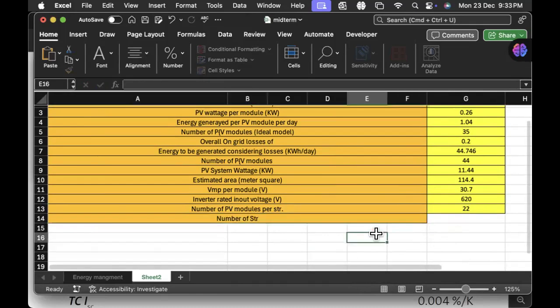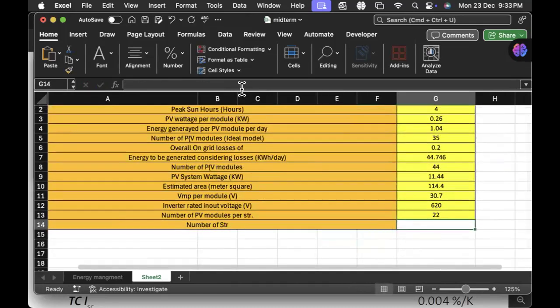That typically means that your number of strings will be simply this number divided by this number, which is 2. So now you can answer the question related to the topology of the system, or how you are going to connect the system. You are going to connect the system in terms of 2 strings, each string of 22 PV modules connected in series in order to fulfill this inverter requirement.